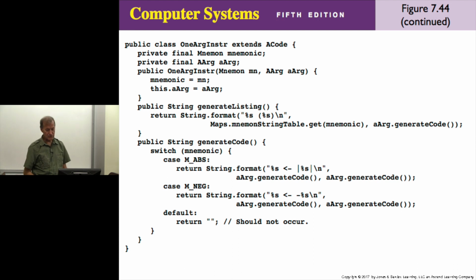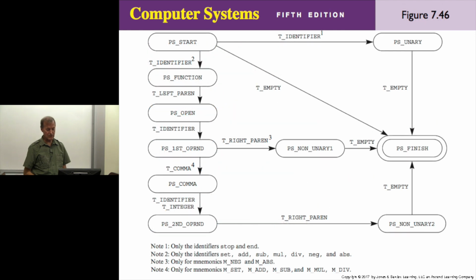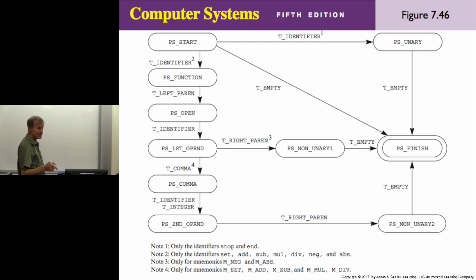Now, what I would like for us to do, with that little bit of review, is take a look at this figure 7.46, which is the finite state machine for the parser. And the way I want to illustrate this is to do a kind of partial trace. So in figure 7.46, we're going to look at the code that implements that finite state machine for the parser. And let's do a little partial trace.